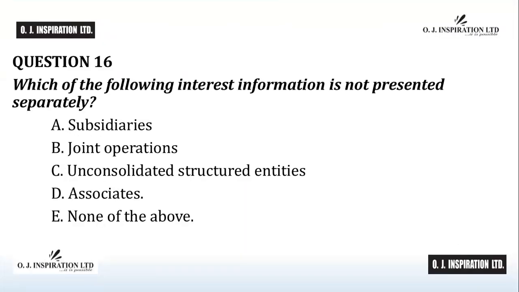Question number 16. Which of the following interest information is not presented separately? A. Subsidiaries. B. Joint operations. C. Unconsolidated structured entities. D. Associates. E. None of the above. Start counting.